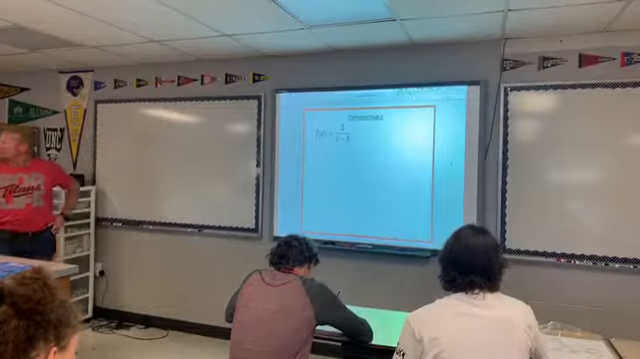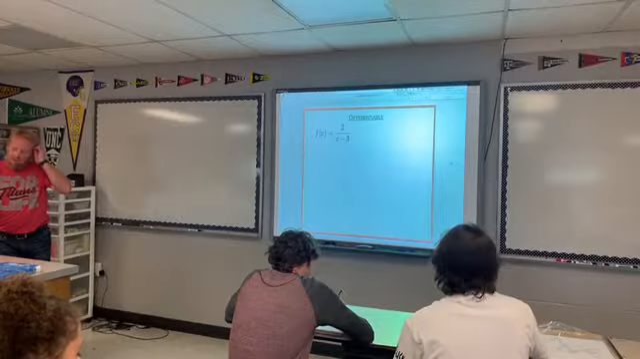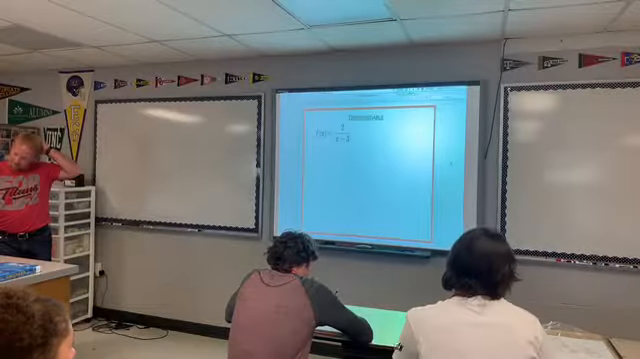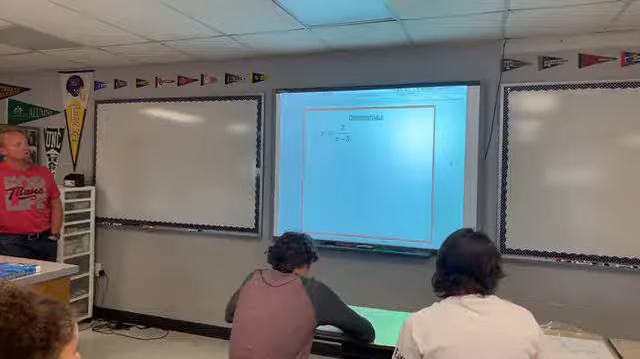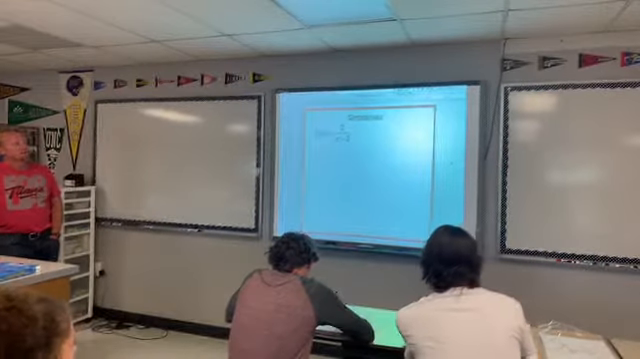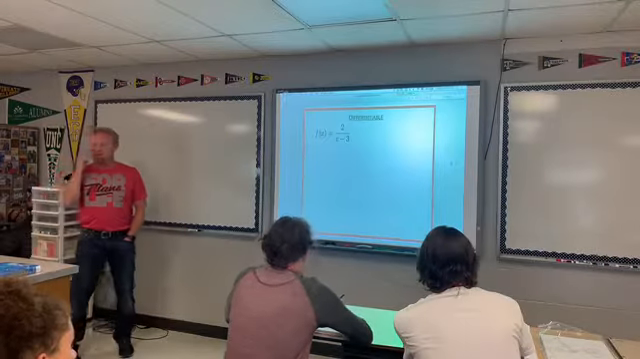Alright, today we're going to look at determining the differentiability of a function. So right here we have f of x equals 2 over x minus 3. We want to determine if there's any places where this function is not differentiable.